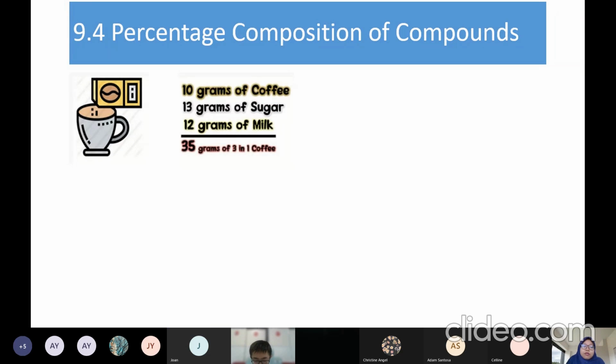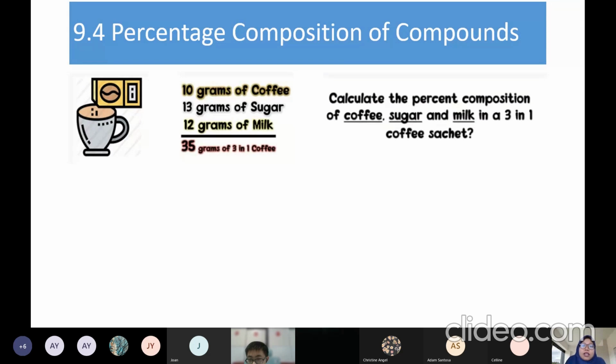For example, there are 10 grams of coffee, also 13 grams of sugar and 12 grams of milk. So it means the total mass in one sachet is 35 grams of 3-in-1 coffee. Can you calculate the percent compositions of coffee, sugar, and milk in 3-in-1 coffee sachets?